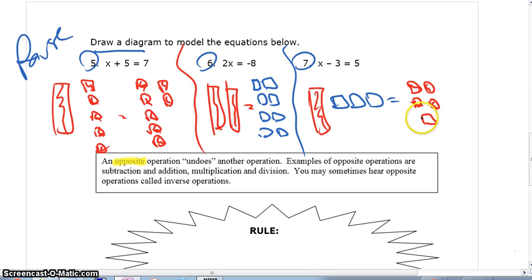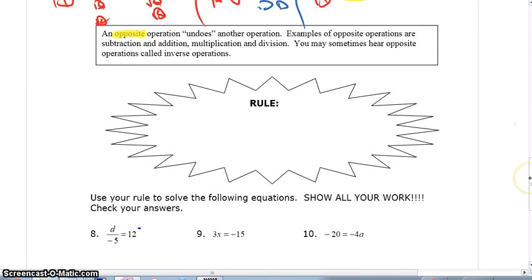3, 4, 5. So this is important, right? We can't show minus 3. We have to show the negative stuff. Okay, check and make sure your drawings look just like those. Check 5, 6, 7. Pause it if you need to, and then we'll move on.